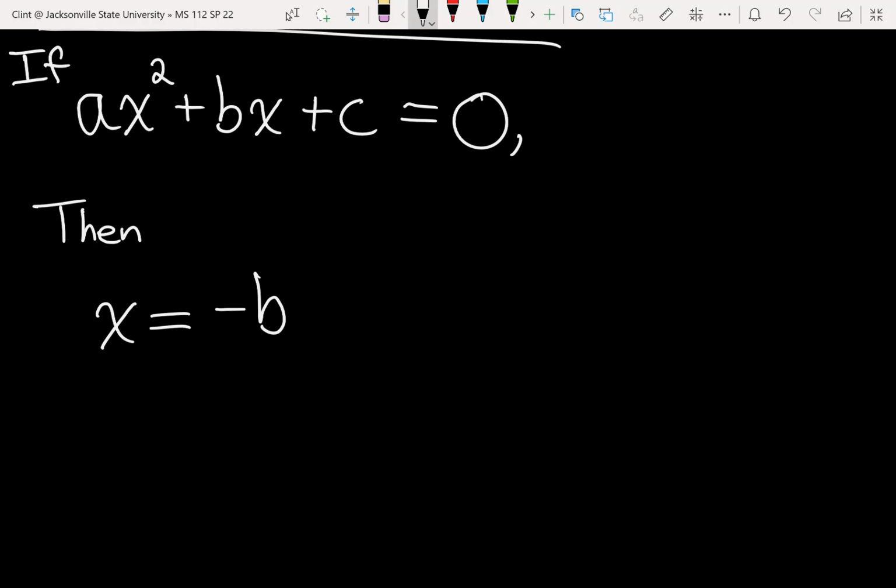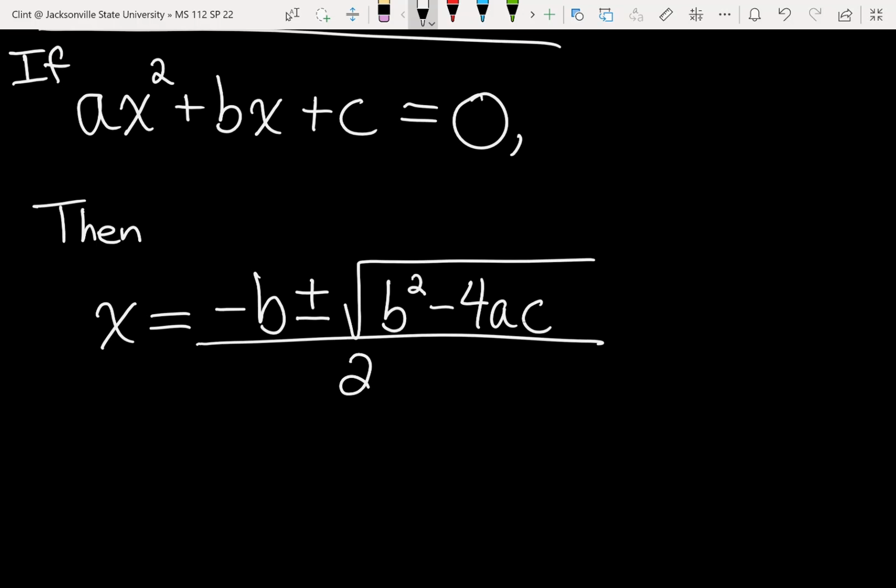The opposite of b, or negative b, plus and minus the square root of b squared minus 4ac, all over 2a.